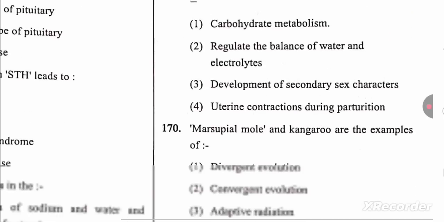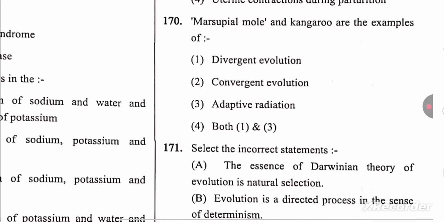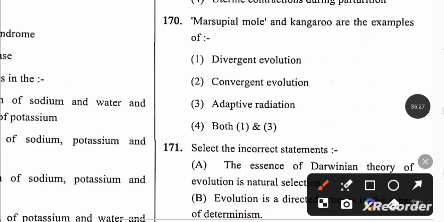Marsupial mole and kangaroos are the example. Marsupial moles and kangaroos are the example for divergent evolution and for adaptive radiation. So both 1 and 3 are the right answer for this question.